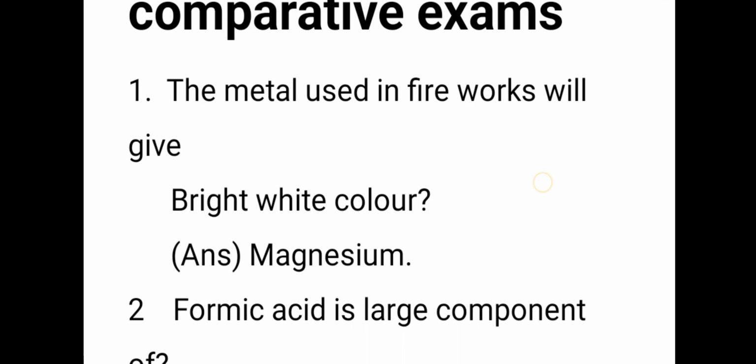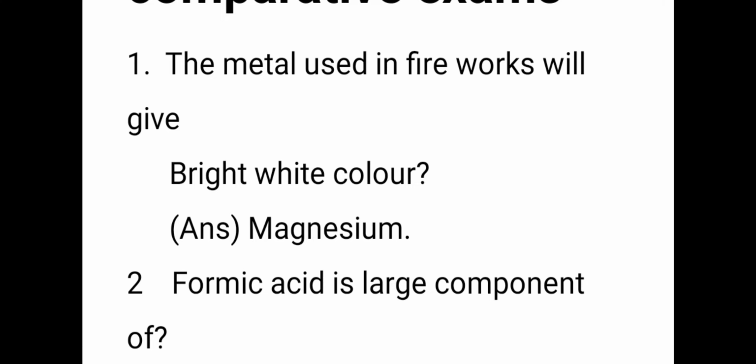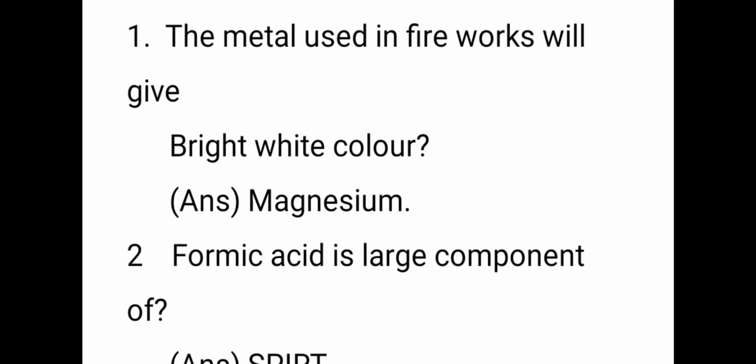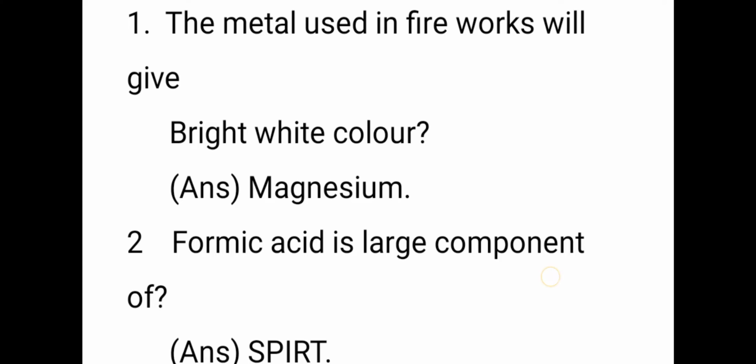Okay, today we are discussing the most important bits. The first bit: the metal used in fireworks that gives the bright white color. The right answer is magnesium. Magnesium is used in Diwali fireworks, and these substances give the bright white color. This is due to the magnesium.